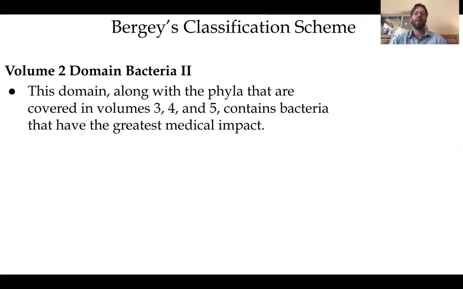This, along with 3 and 4 and 5, is where we have the bacterial characters that are most relevant to humans in terms of the medical impact they have. Okay. So volumes 2, 3, 4, and 5 are going to be the ones that are particularly relevant to humans from a disease perspective.